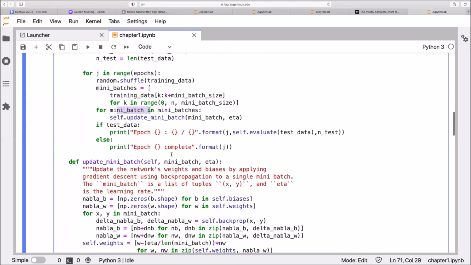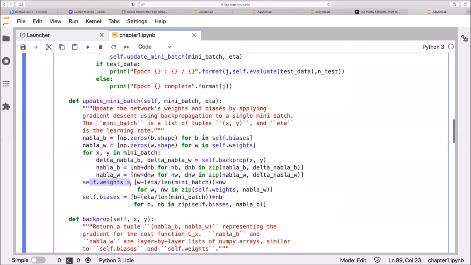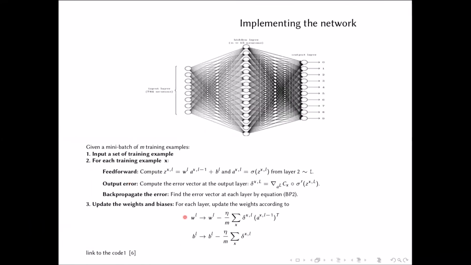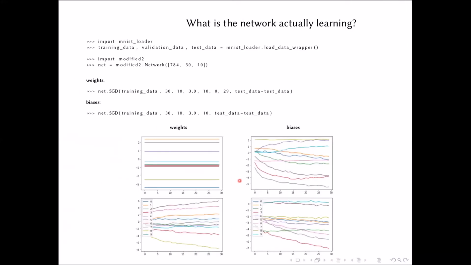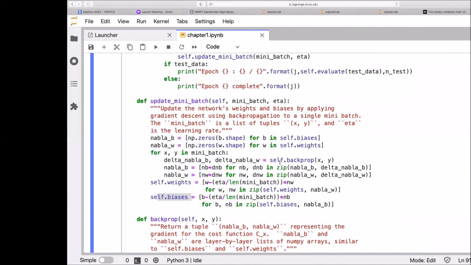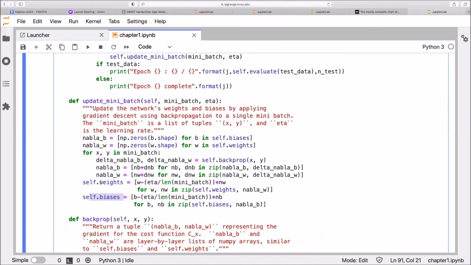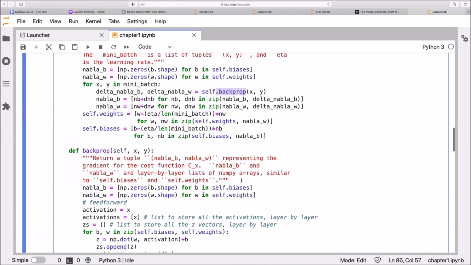And what's inside this? We update the weights and biases according to the equations we have seen, these two equations here. So these two equations update the weights and biases. And where do the gradients come from? Before we update, we call the function self.backprop. Inside this function, we get our gradient.